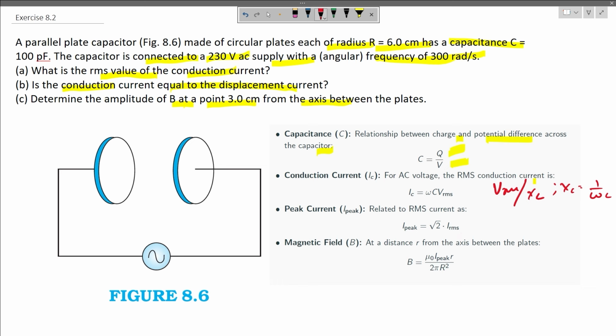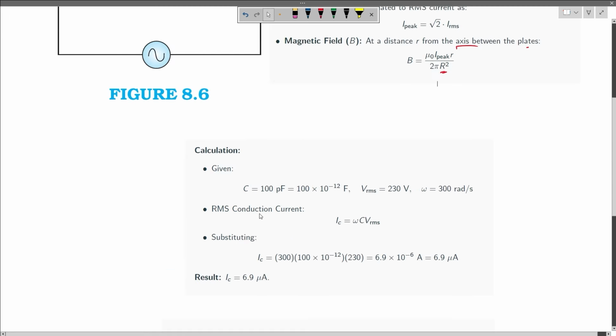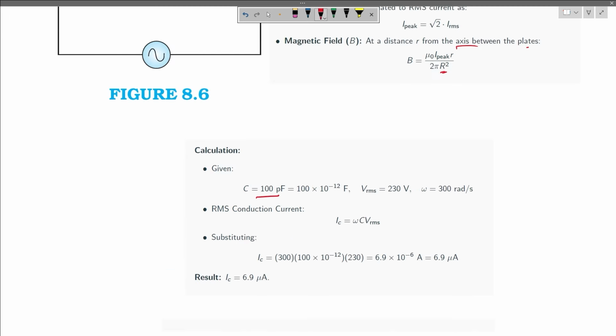√2 I RMS, and magnetic field at a distance r from the axis between the plate is mu naught I peak r by 2 pi R square, where r is the distance of the point from the axis of the plate, and this capital R is the radius of each circular plate. Let's calculate the conduction current. We have been given the capacitance, that is 100 picofarad, and V RMS is 230 volt, and omega, the angular frequency, is 300 radians per second.